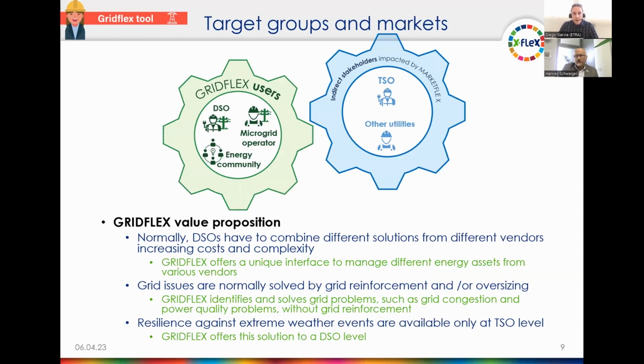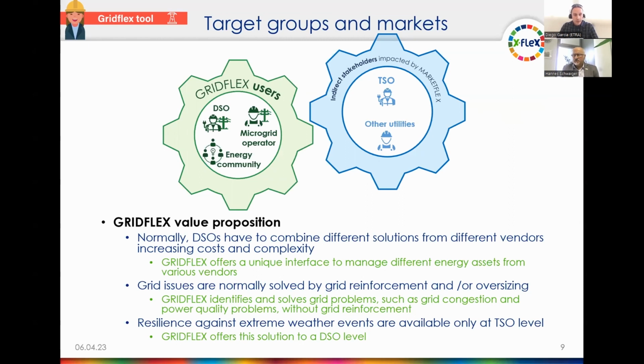Just to finalize, I want to mention the target groups and markets. So the main users or actors that the GRIDFLEX tool is aimed at are the distribution system operator, the microgrid operator, and also the energy community, with the transmission system operator and other utilities considered as indirect stakeholders that can be impacted by the tool.